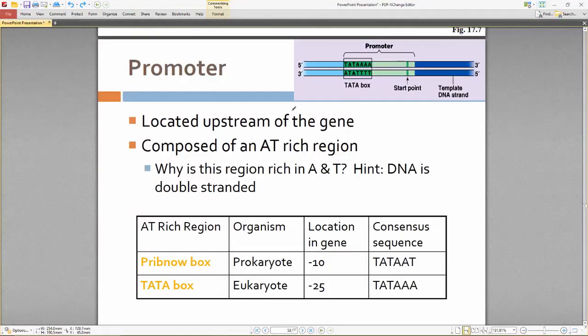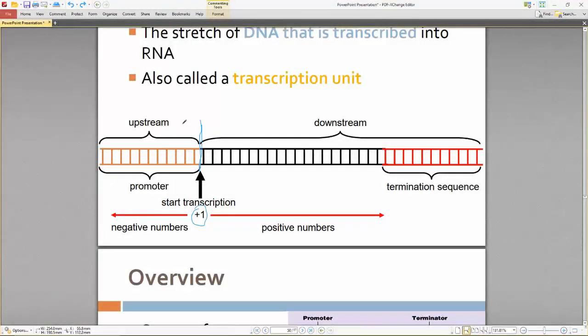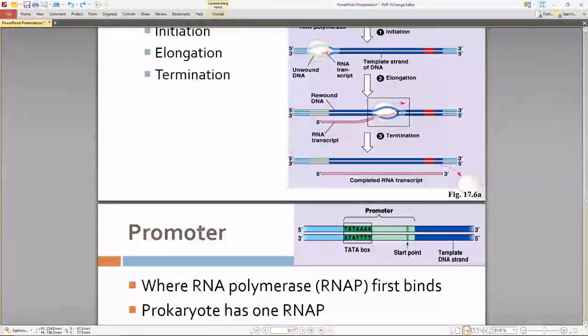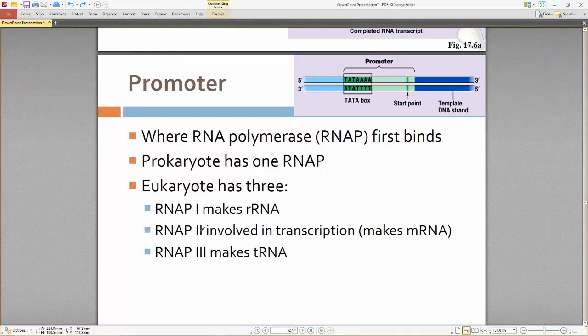The promoter is located upstream of the gene. So what does that mean? Let's go back here. Upstream means before the start of transcription. Downstream means after. Let's go down. Yeah, one indexed but with negative numbers. Indeed.